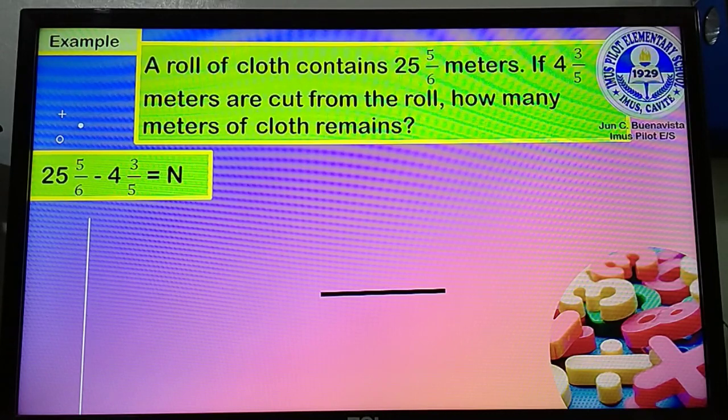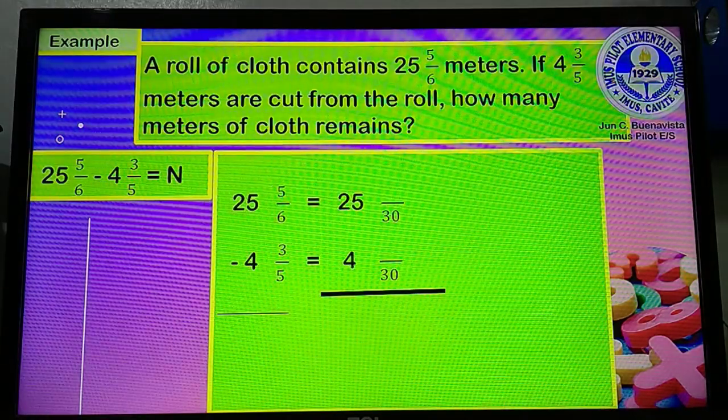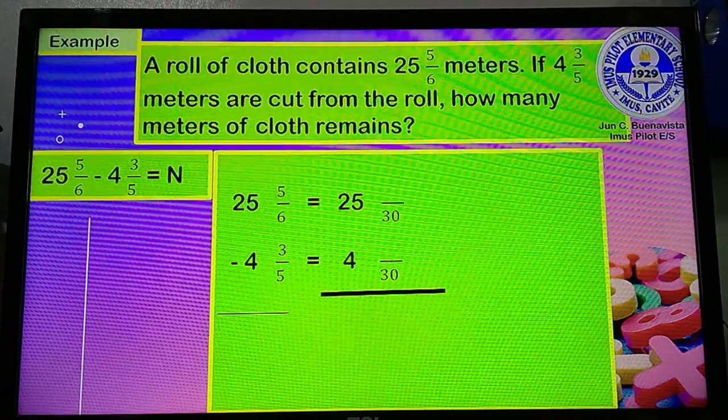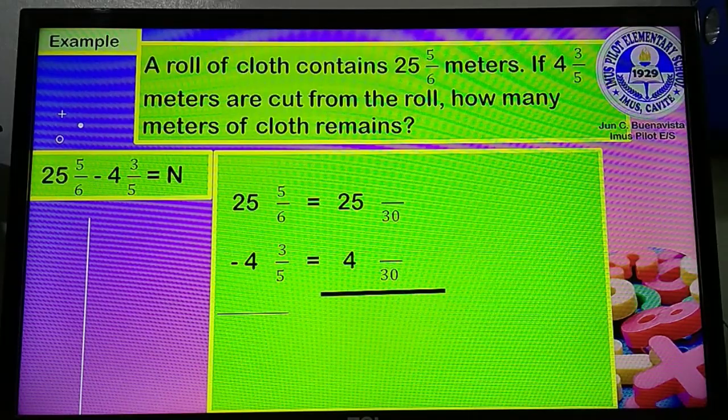So, since our denominators are not the same, gagawin nating similar fraction by finding the LCD. So, ang LCD ni 5 at 6 is 30. So, mamultiply na lang natin kasi wala nang makadivide kay 5 at 6 except 1. So, pag ganun ang mangyayari sa denominator natin, you have to multiply the both denominators na lang para mas mabilis. So, 5 times 6 equals 30. So, therefore, our LCD is 30.